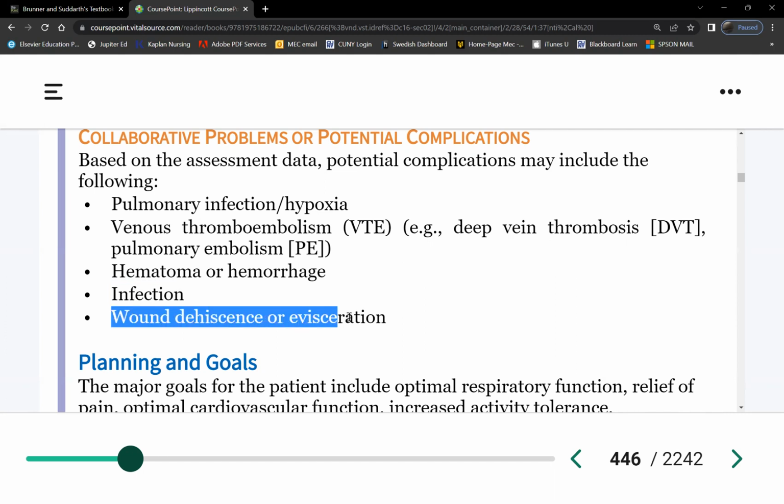And part of these will eventually get infected if the surgical incision opens, or in the case of abdominal incisions wherein pieces of bowel come out, then it'll be evisceration, which again, could be infected.